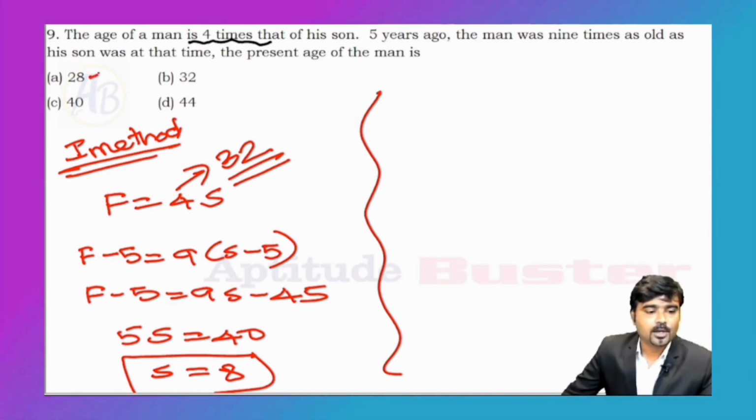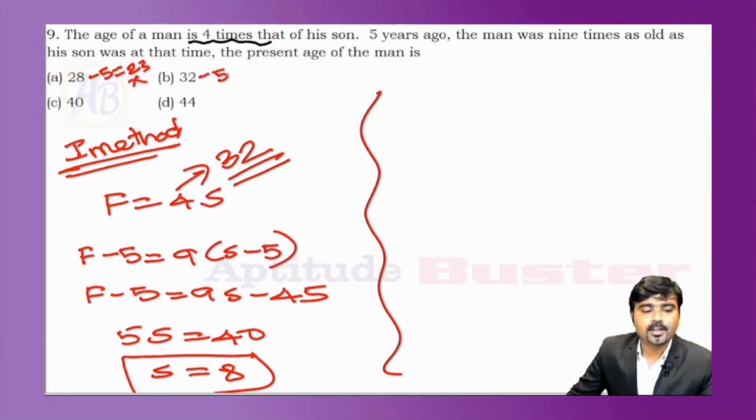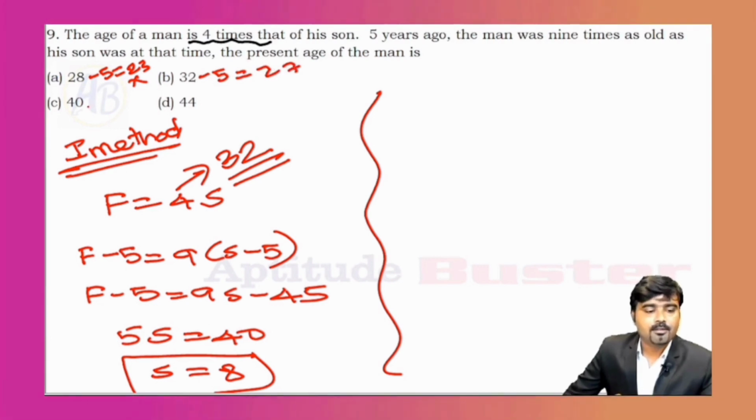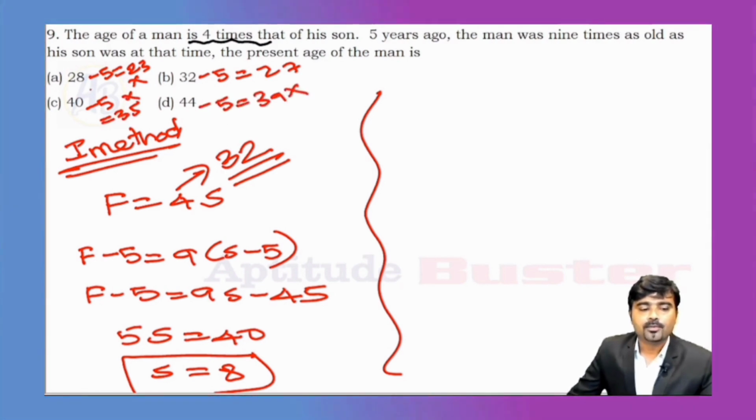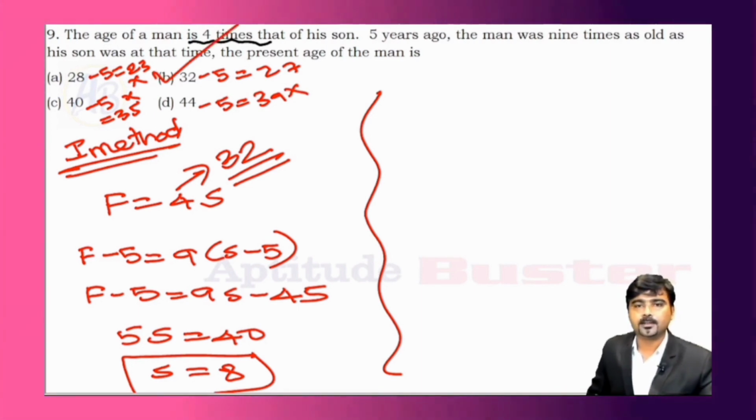Take the first option, 28 minus 5, 23. Is it a multiple of 9? No. 32 minus 5, 27. Is it a multiple of 9? Yes. Wait for some time. 40 minus 5, 35. Is it a multiple of 9? No. 44 minus 5, 39. Is it a multiple of 9? No. So we have eliminated 3 options. Then 32 should be the correct answer.